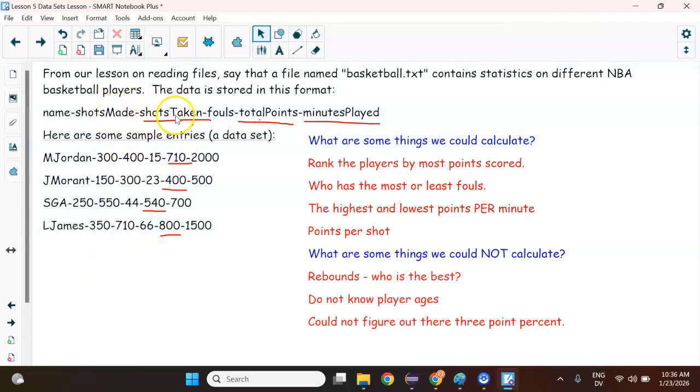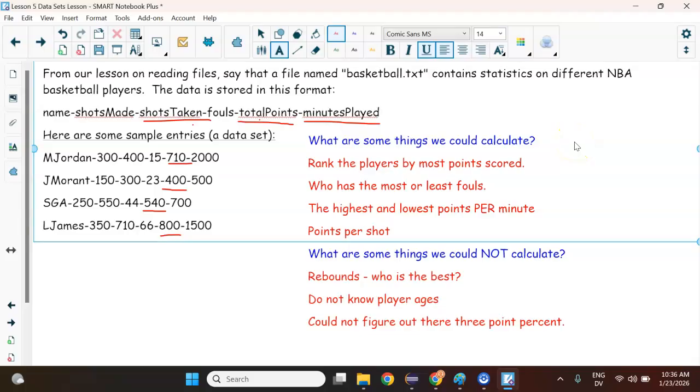Shots taken. So shots made divided by shots taken would give you their regular percentage. So we could put that up here under things we can calculate, like the basic percentage. But we could not figure out the 3-point percentage because it's not broken down by 2-pointers and 3-pointers. So we could figure out their general shooting percentage, but not their 3-point percentage.